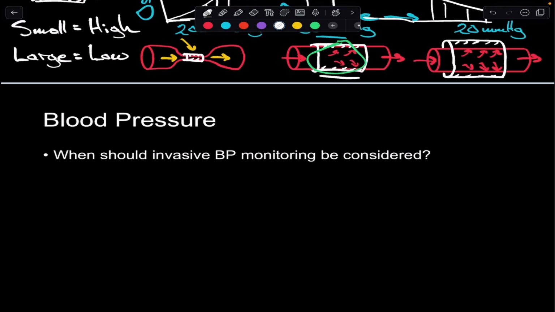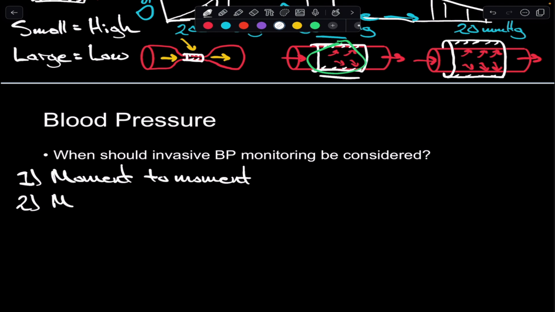There's a couple different indications for invasive blood pressure monitoring. Probably the most common is if you want moment to moment, or beat by beat, assessment of blood pressure. Otherwise, in some cases you might be doing pharmacologic manipulation of blood pressure, or it's very important to reduce or keep strong blood pressure at different points in the case. So we'll just call that manipulation of blood pressure.